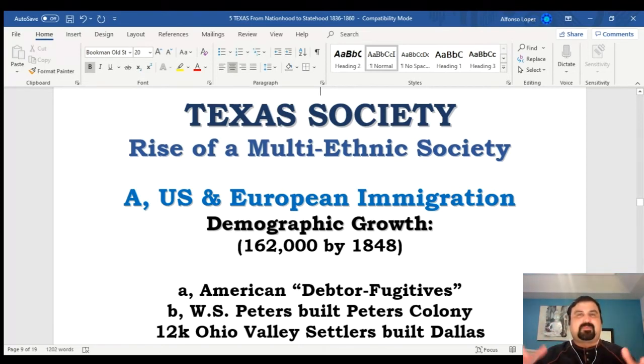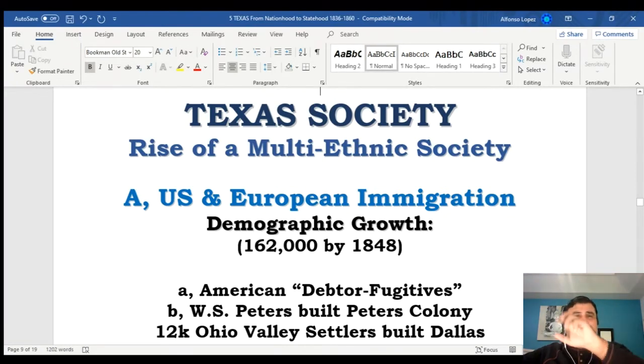We're going to talk about the Texas Republic in the context of looking at Texas society as a society that will become very diverse, ethnically speaking. We're going to see the rise of a multi-ethnic society because, as we'll see, several ethnic groups will come to Texas, settle, develop the land, and become situated in different regions of Texas.